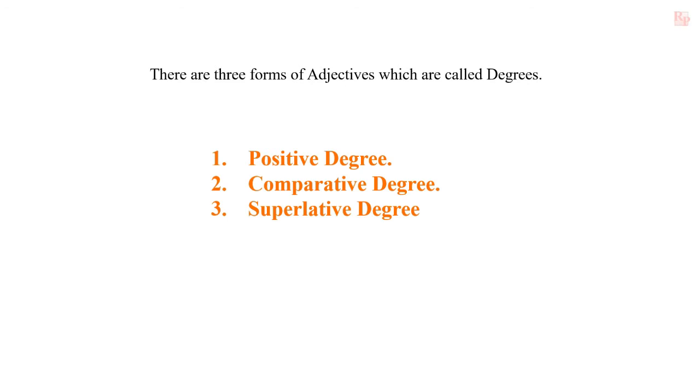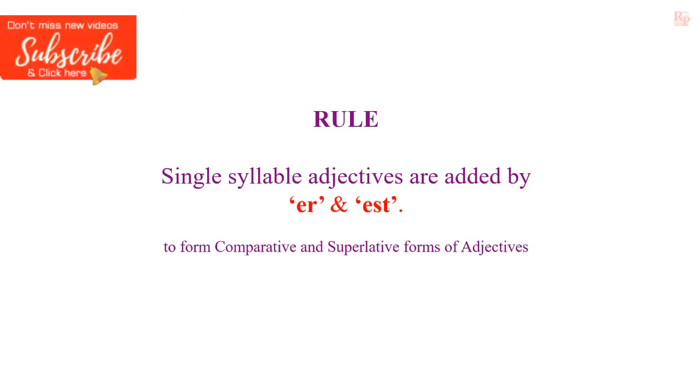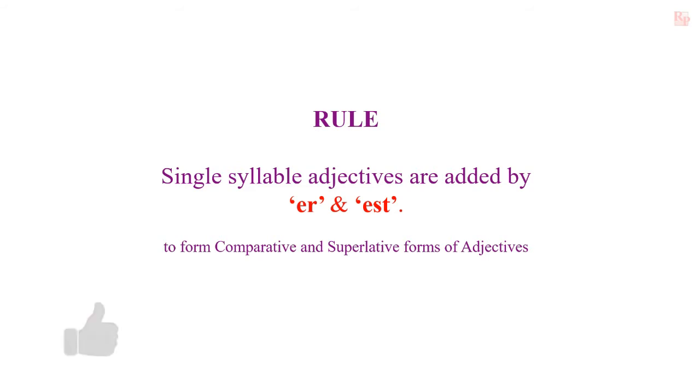And now let us discuss how these formations happen and how we should write these adjectives in different situations. The adjectives have some rules and we should follow them to write them correctly. For example, the single syllabic adjectives take er and est to form comparative and superlative forms of adjectives.